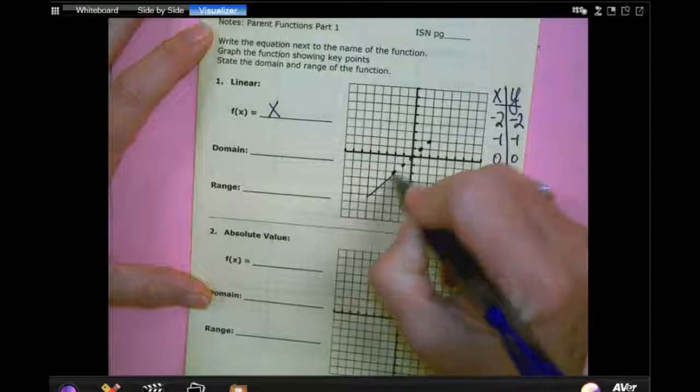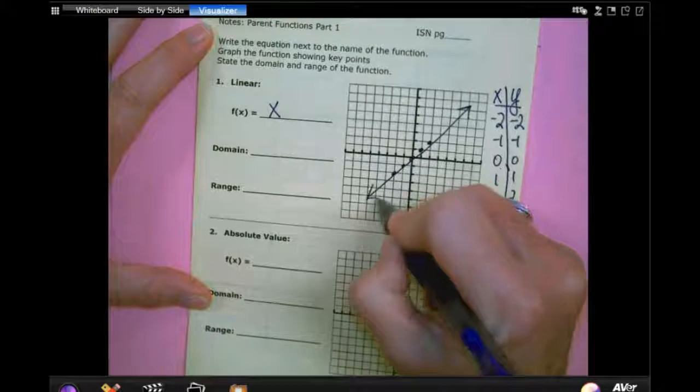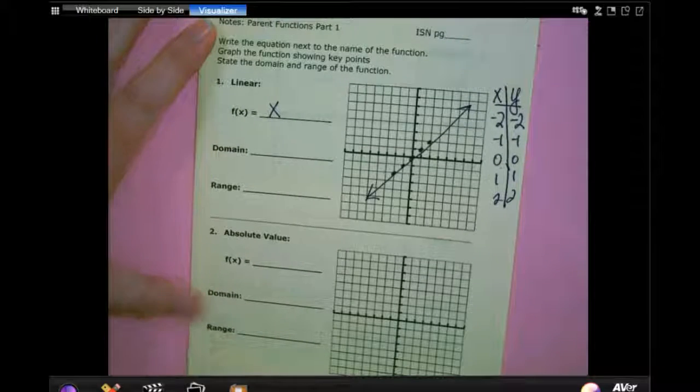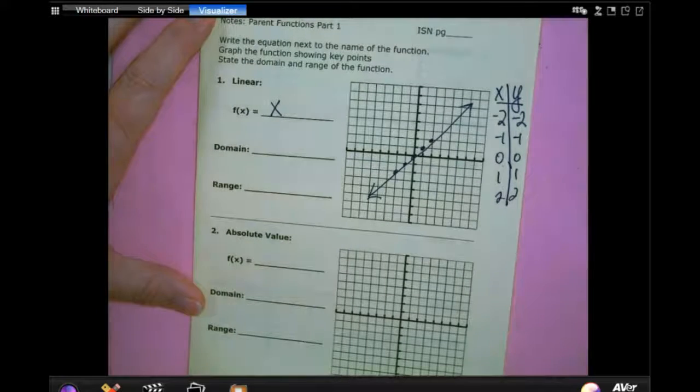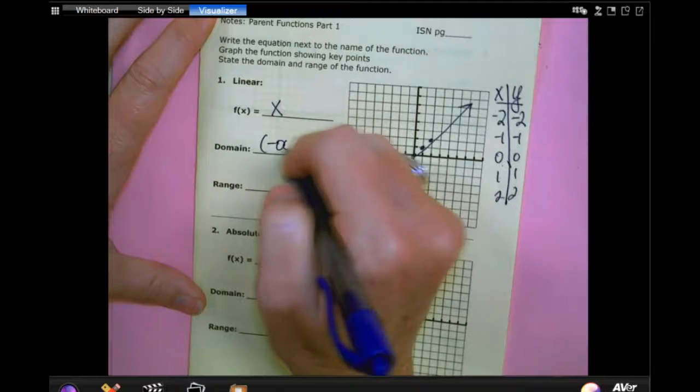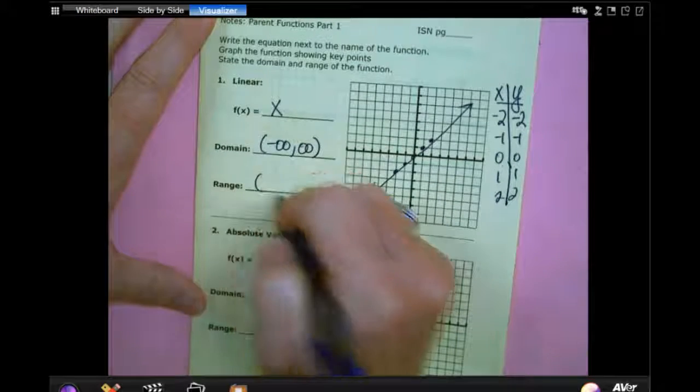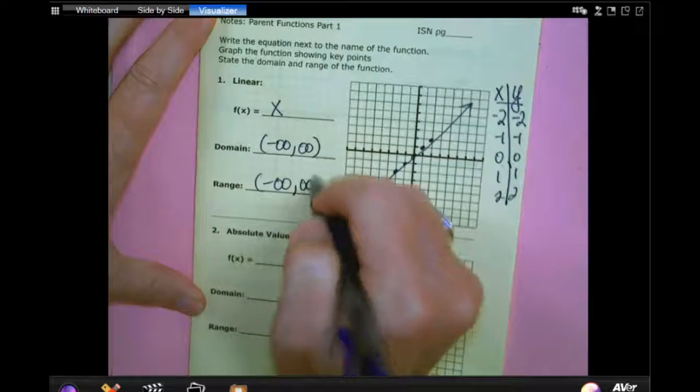And this is what your handy-dandy ID is good for. It draws a perfect straight line. And the domain is -infinity to infinity, and the range is -infinity to infinity.